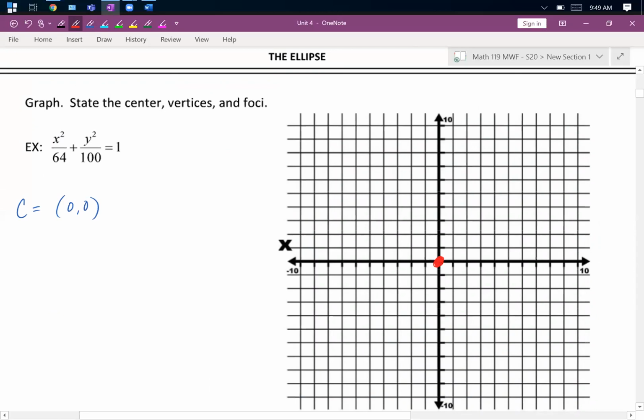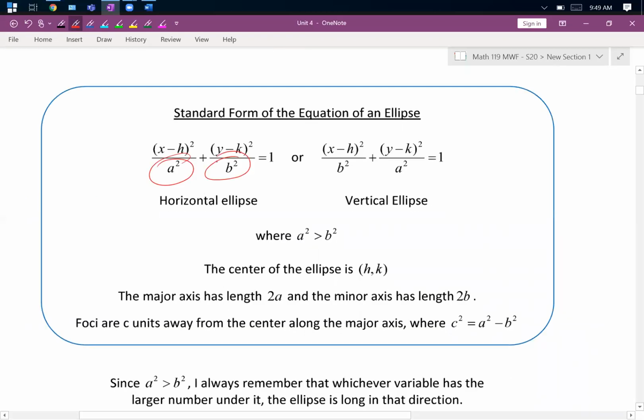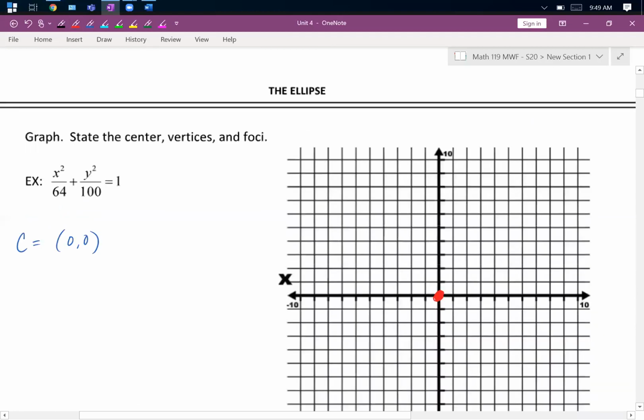Now, it's said that our major axis has length 2a and our minor axis has length of 2b. And our standard form shows us that the denominators are a squared and b squared. So again, this is going to be super easy. All you do, I'm going to take the square root of the number under the x. Square root of 64 is 8. So from the center, I'm going to go 8 in either x direction, since that's under the x. And I'm going to make some points.